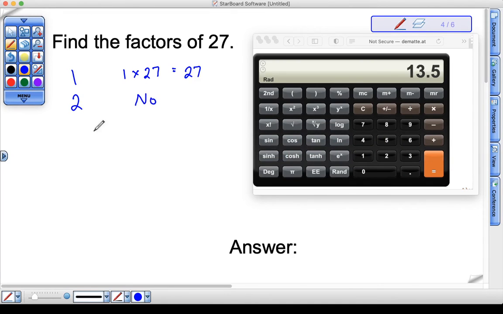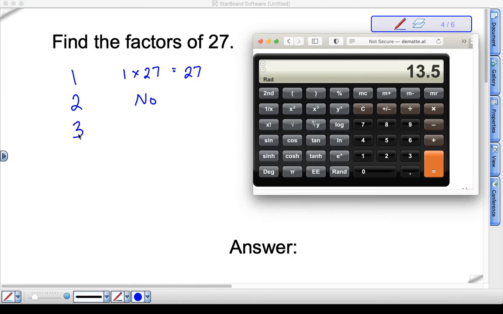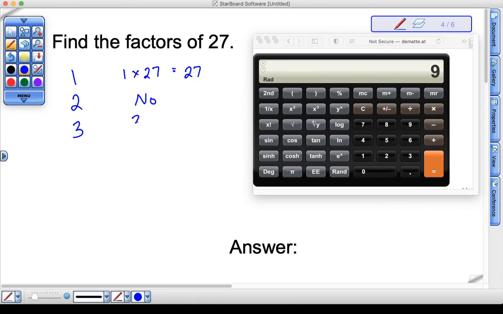The next number I want to try is going to be a 3. So let's try that one. I'll put in 27. I divide that by 3, and I get a 9. That makes me happy for very many reasons. If I have 3 times 9, I have 27. I'm also happy because now instead of having to count all the way up to 27, I only have to count to 9 at the highest, unless I find another factor.